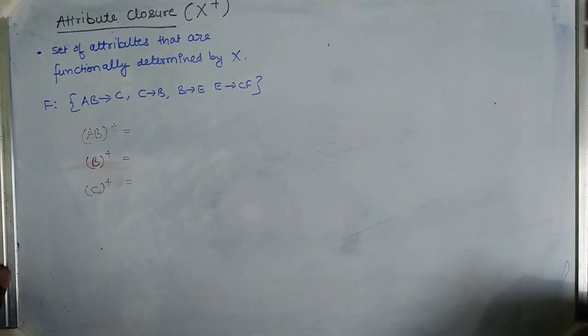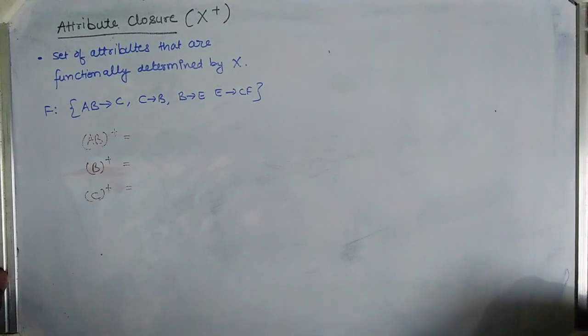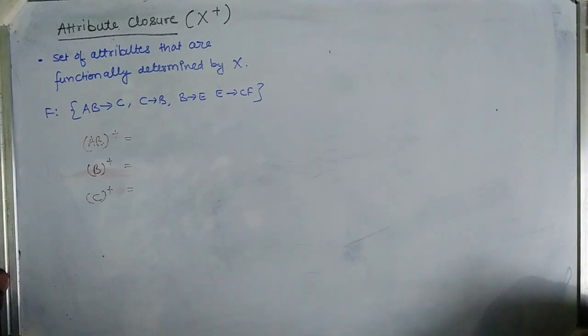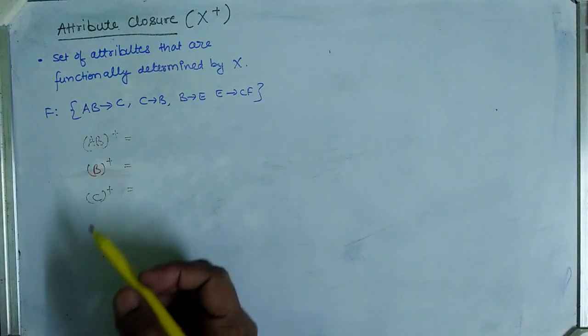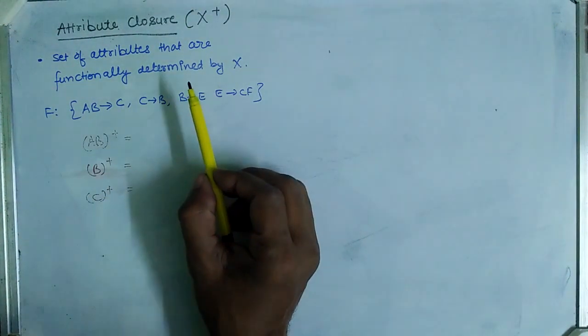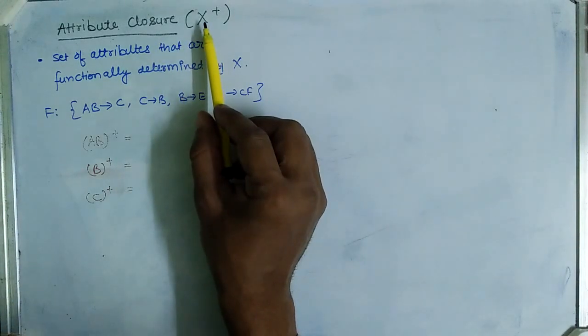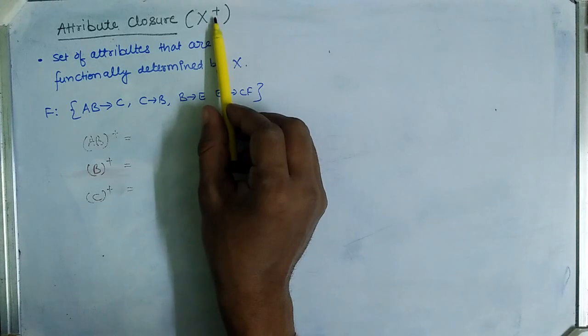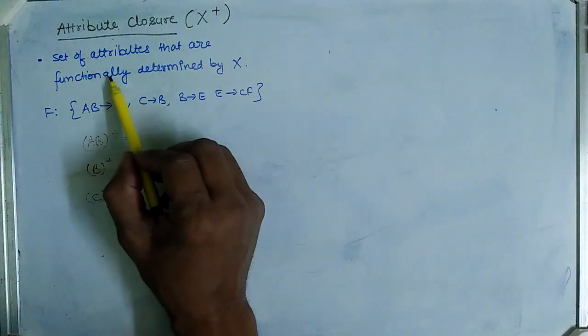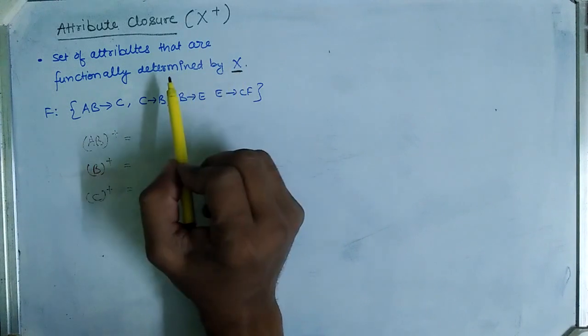Hello all. In this video, we will understand the concept of attribute closure in databases. Attribute closure is the set of attributes that are functionally determined by a given attribute. It is generally represented by a plus sign over an attribute. So if you want to derive the attribute closure of a set of attributes X, we can write it as X plus. This X plus is the set of attributes that are functionally determined by X.